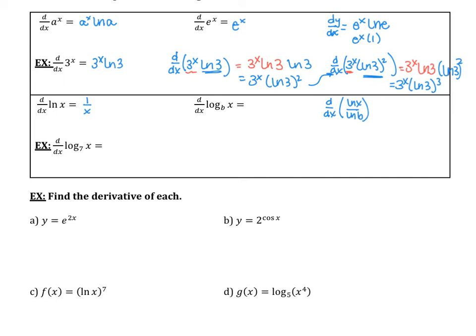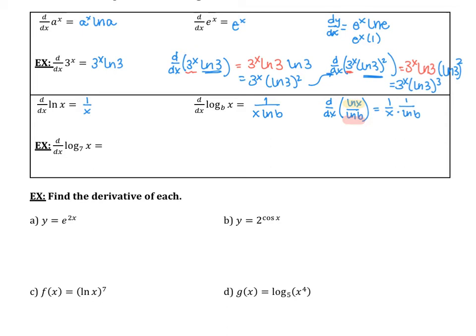So if I take the derivative of this, what I know is that for this first part, this natural log of x part right here, the derivative of that is 1 over x. But then I'm dividing it by a constant, the natural log of b. So if I divide by a constant, I'm just going to end up multiplying by 1 over that constant. And so therefore my derivative of log base b of x is 1 over x natural log of b.